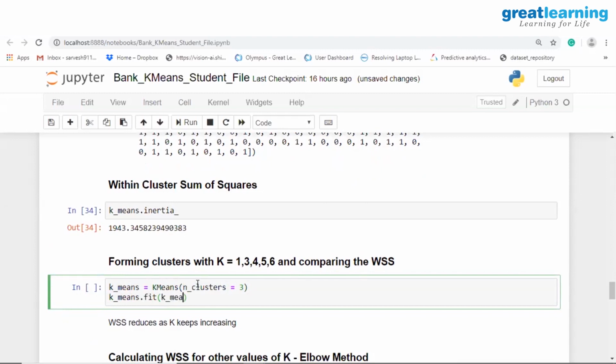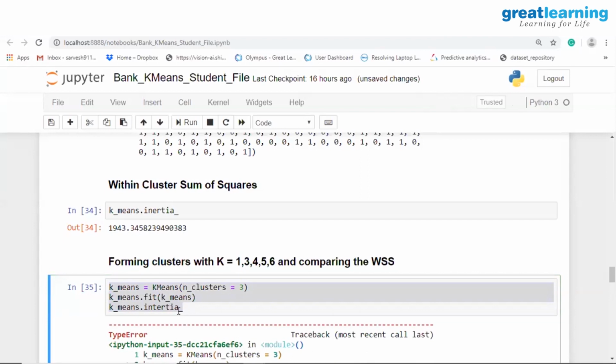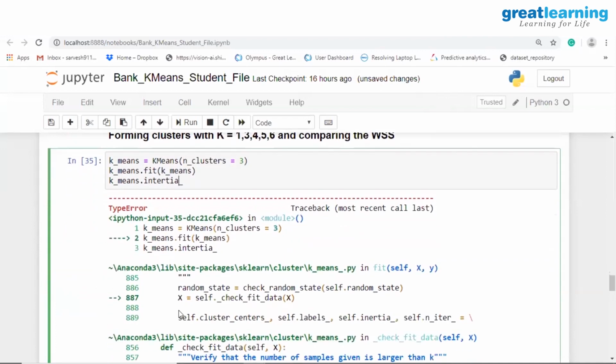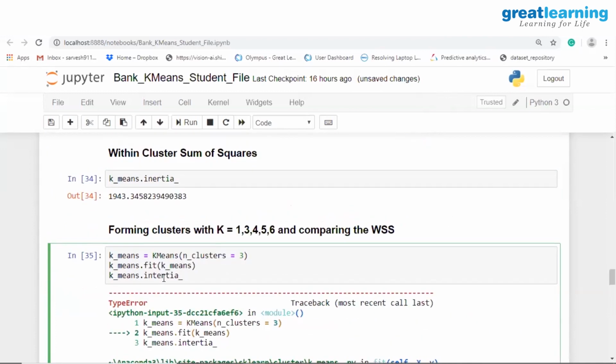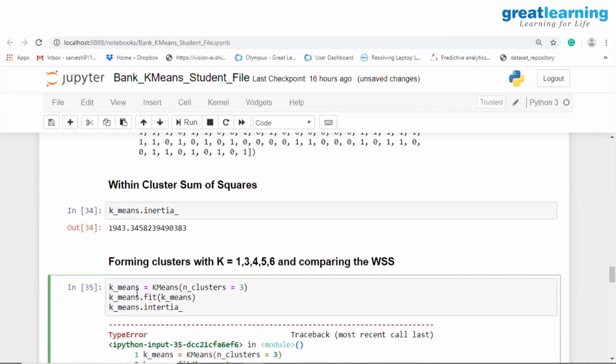kmeans.fit, and kmeans.inertia_. Inertia, somewhere some mistake, a small mistake. In the fit, I think. Fit the scaled data, it should be there. I'm sorry. Scaled DF.